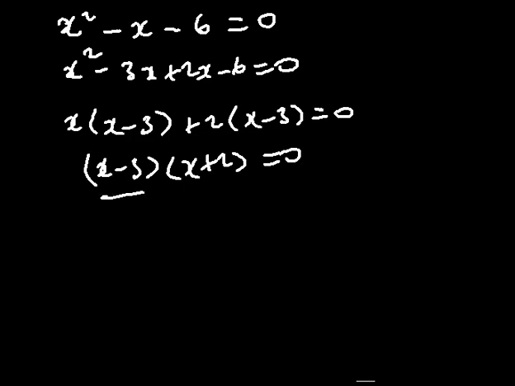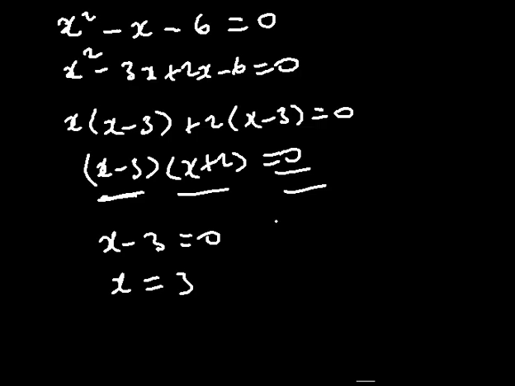Then this factor is equal to 0, and also this one is equal to 0. So we have x minus 3 is equal to 0, and x is given as 3, and x plus 2 is equal to 0, and x will be equal to negative 2. So that is the solution.